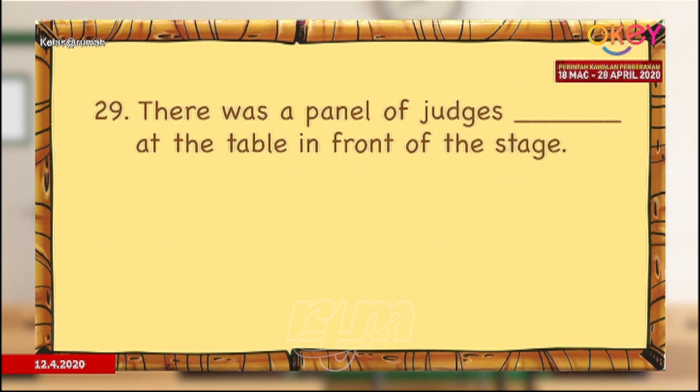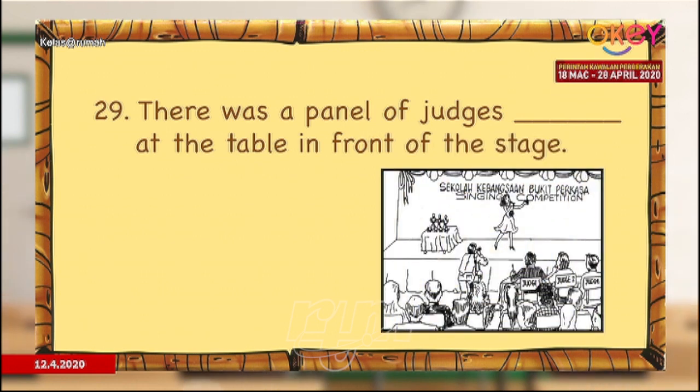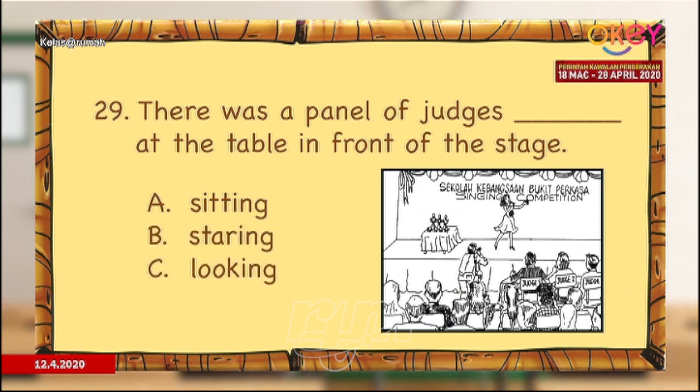Number 29. There was a panel of judges at the table in front of the stage. The options given are A, sitting, B, staring, C, looking, and D, standing. The answer for this question is very obvious too, because the judges were sitting down in the picture. So the answer is definitely A, sitting.